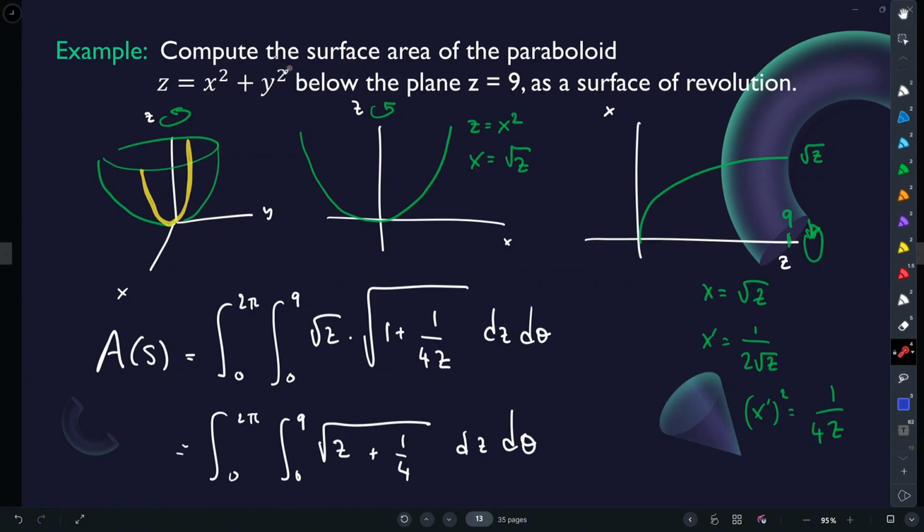Yeah, yeah, I see what you mean. If this was z equals x squared plus y, then it would not have symmetry about the z-axis, so it would not be a surface of revolution. So you have to use the other vector. Right, exactly. Yep. And we're going to do that in a second.